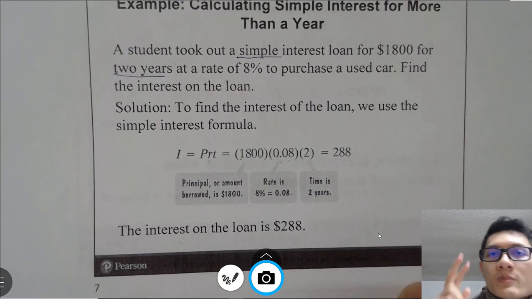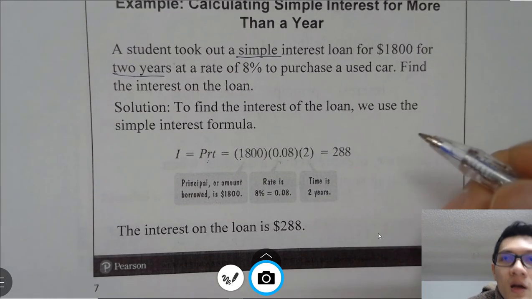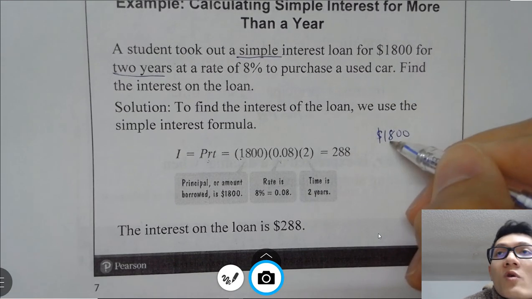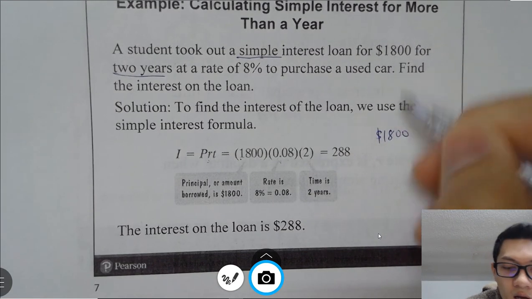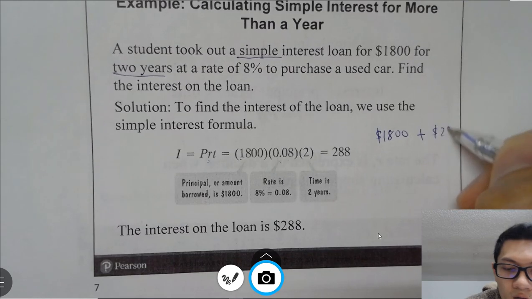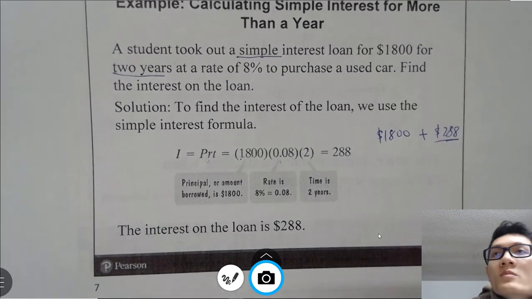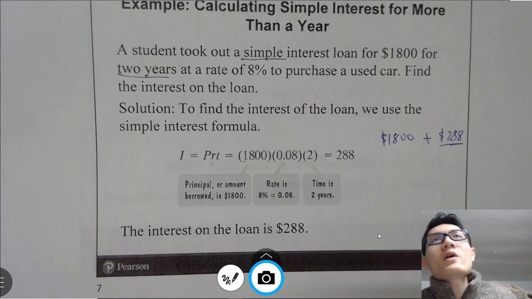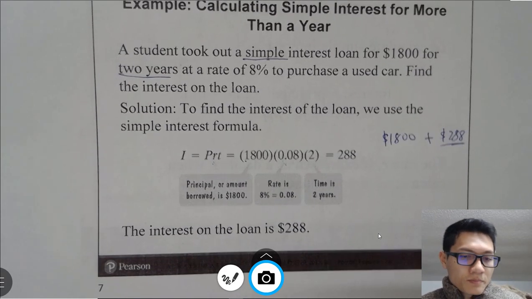So at the end of 2 years, the student has to pay 1,800 for what he or she borrowed in the beginning together with the interest money. So actually you have to pay $2,088, not just the 1,800 that you borrowed, because you have to pay the interest money as well. So that's how you find the interest money.